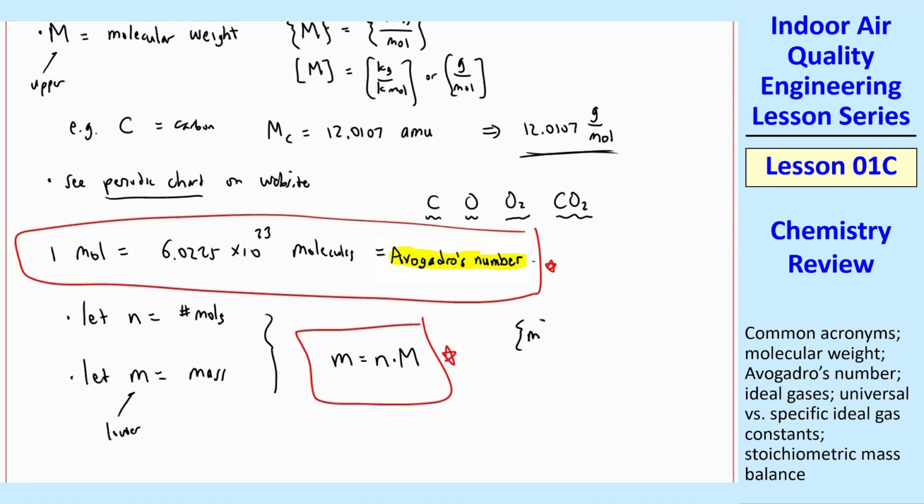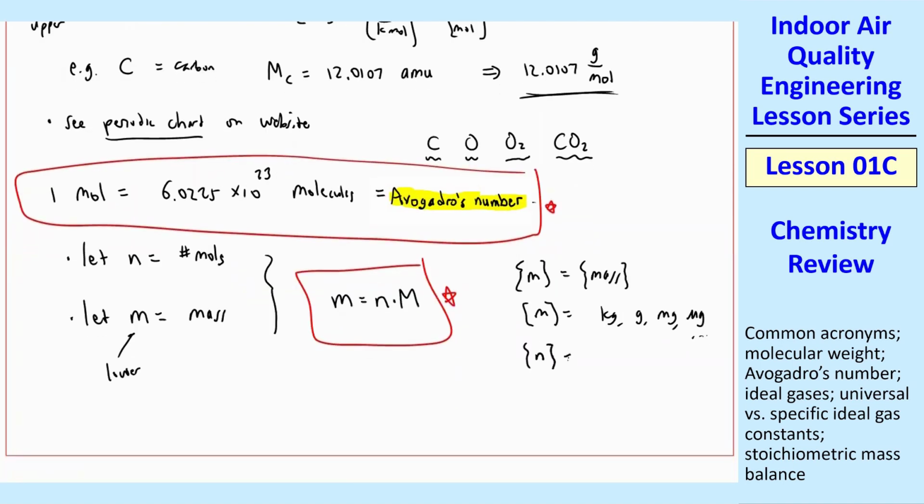So obviously the dimensions of mass are mass, and the units of mass can be kilogram, gram, milligram, microgram, whatever mass units you want. And then the dimensions of moles are just mole. Some people use a MOLE, I use MOL. And of course, the units of N are also mole. So mole is a unit. It's not really a mass, it's amount of matter.